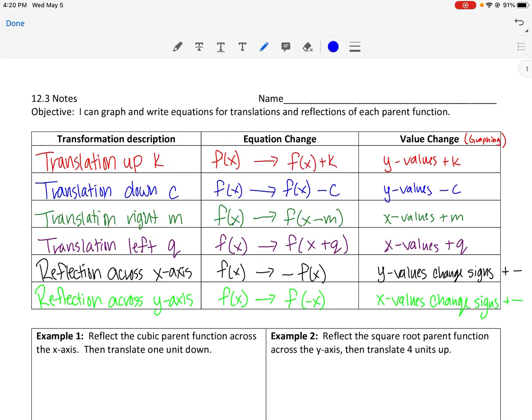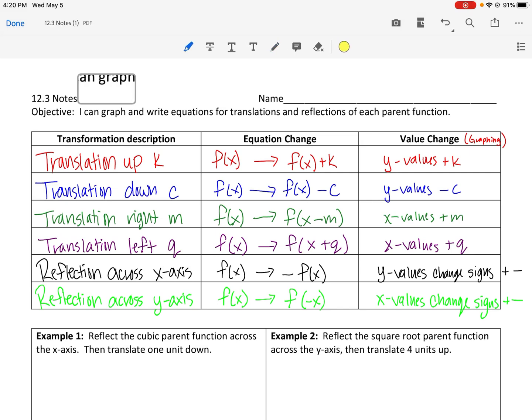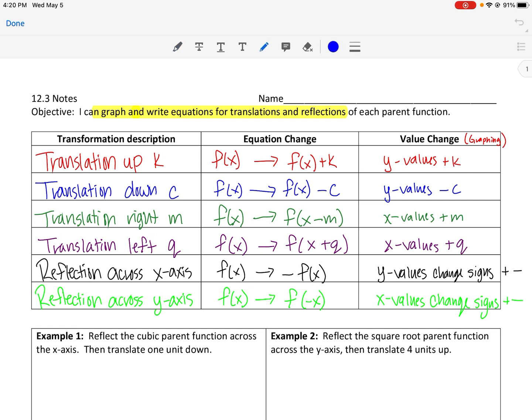In 12.3, you're going to need your notes from 12.2 to help you remember what the parent functions are, because we are going to use the parent functions to do some graphing and writing of translations and reflections of each parent function. So we're going to want to be able to do all of these things, and it's easiest if we have those notes with us from the parent functions.